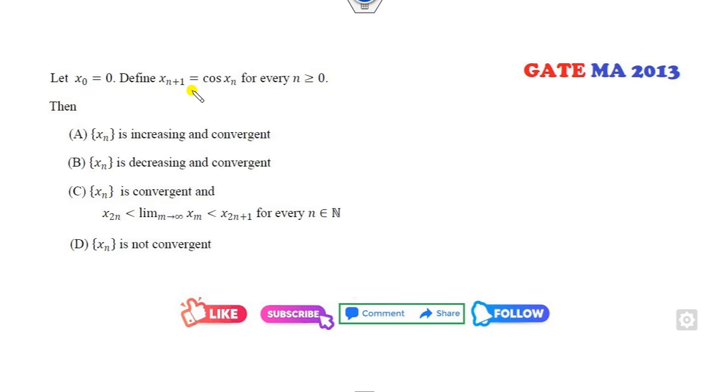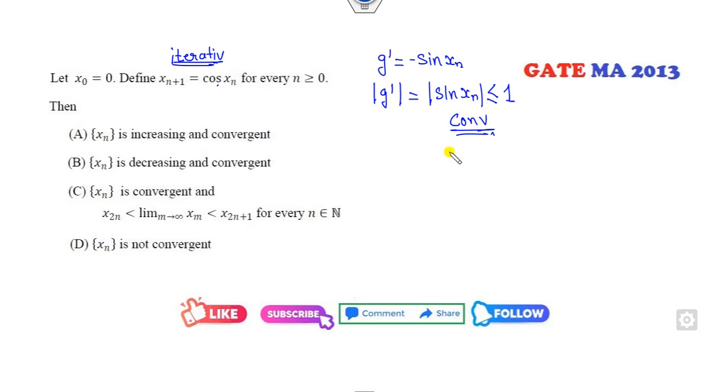Okay, which of the following is convergent, divergent, increasing, decreasing? I think it's very simple. Again, you can see it's an iterative scheme. Fine. So this is my g. What is g dash? Minus sin xn. What is the value of g dash? Sine of... Fine. So that means convergent. So this is my wrong option.